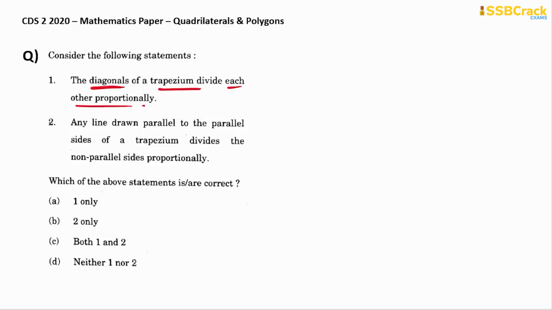Is it true? Yes. Any line drawn parallel to the sides of a trapezium divides the non-parallel sides proportionally. Yes, that is also true. And this proportionality has come from the concepts of similarity. Let me draw the diagram for you. I guess you learners can easily visualize it. We have discussed the proof of the same in our lectures on trapezium in the quadrilateral chapters. So you can check out our serious mathematics course for all the details.